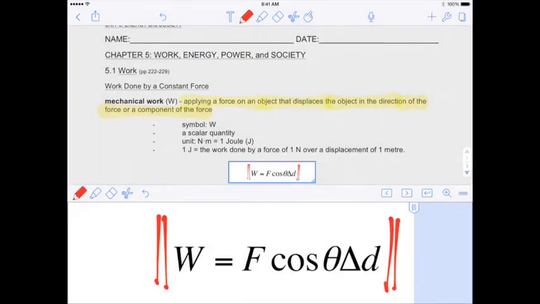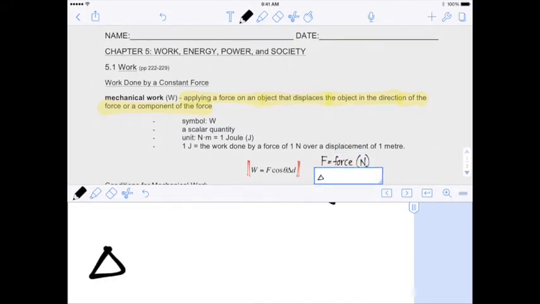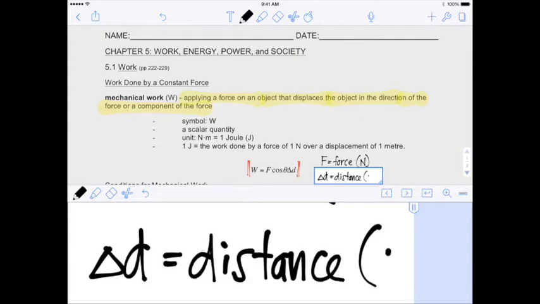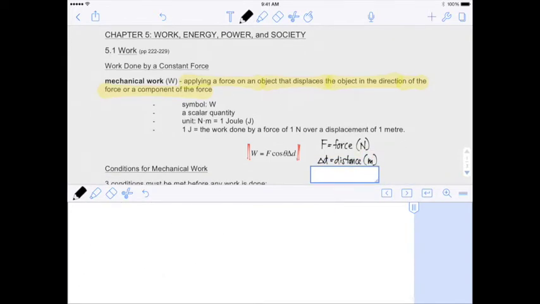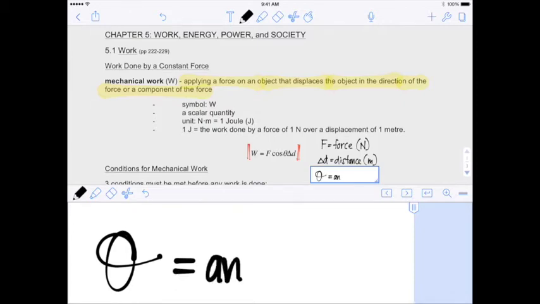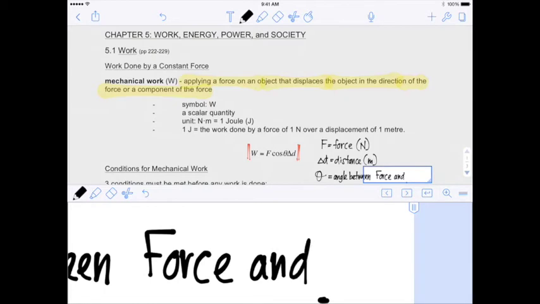Work is equal to F cos theta delta D, where F is the force in newtons, delta D is the distance measured in meters, and theta is the angle between force and distance.